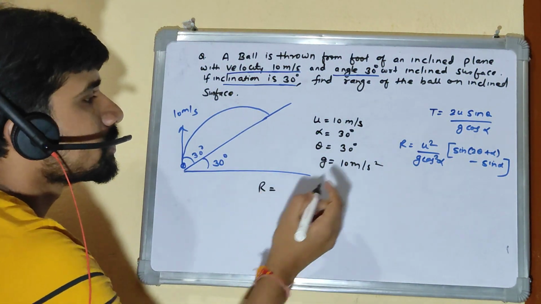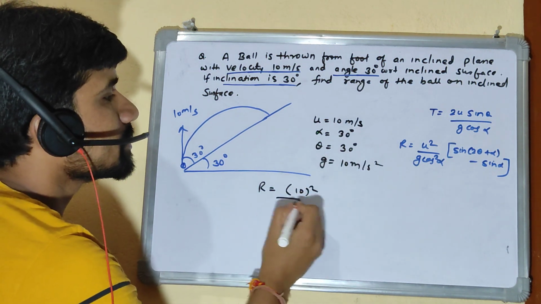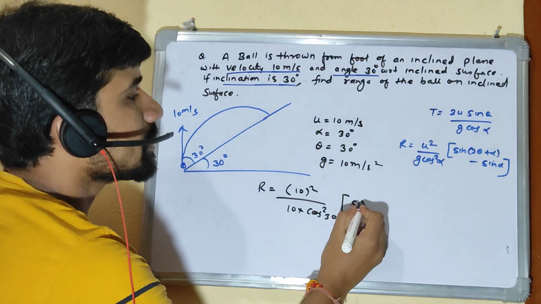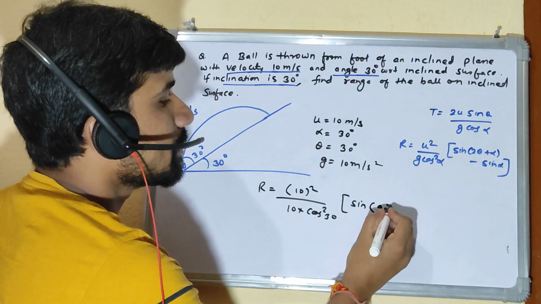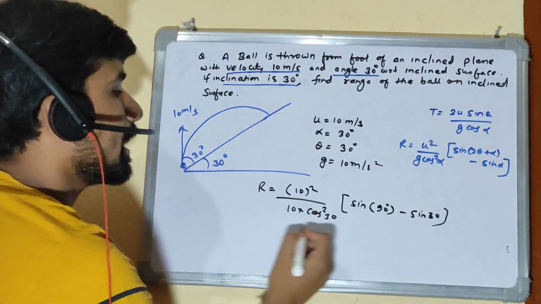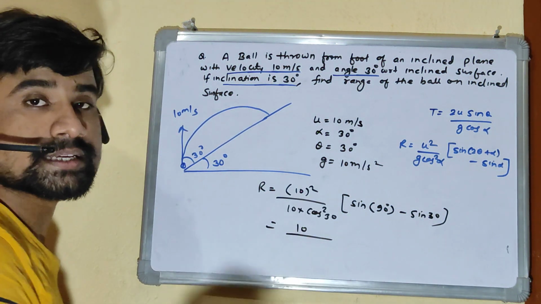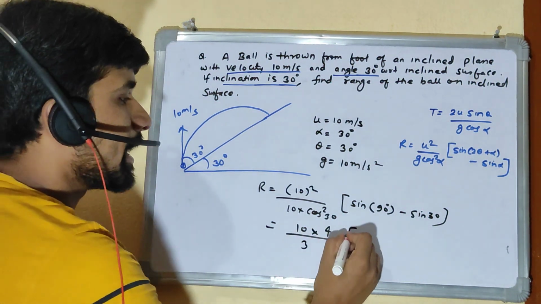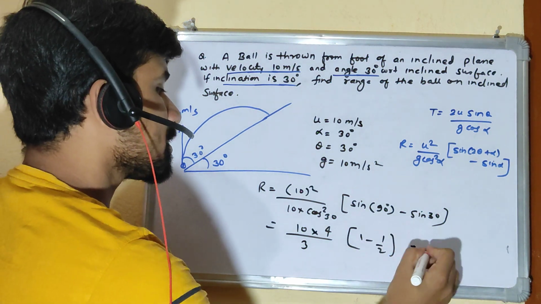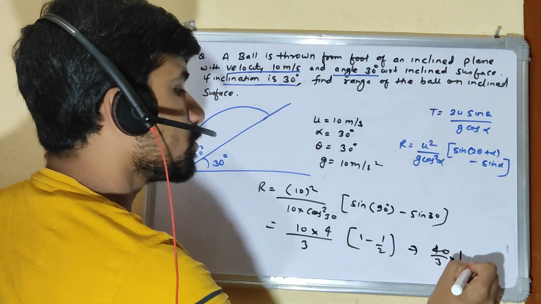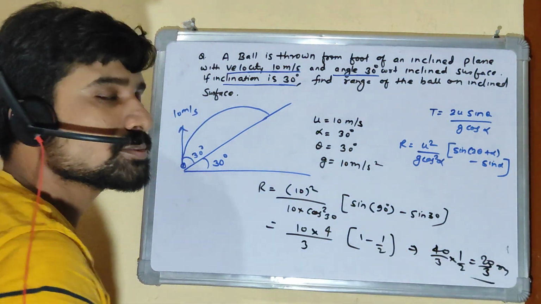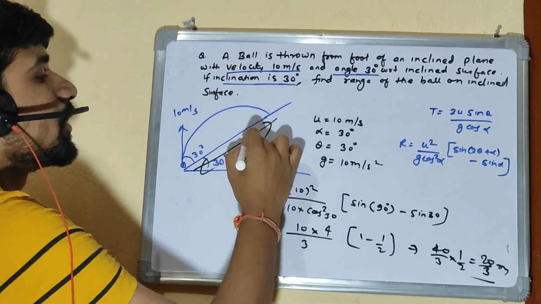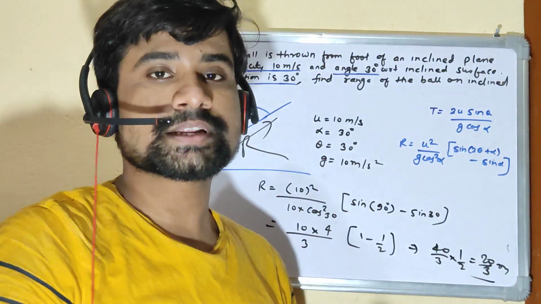So range becomes u square, which is 10 square, over g, which is again 10, times cos square 30, into sine of 2 theta plus alpha, which becomes sine 90 degree, minus sine 30 degree. Cos 30 is root 3 by 2, so cos square 30 becomes 3 by 4, and this becomes 1 minus 1 by 2. So this becomes 40 by 3 into 1 by 2, which is 20 by 3 meters. This much distance it will cover along this inclined plane, which is the range of this motion.